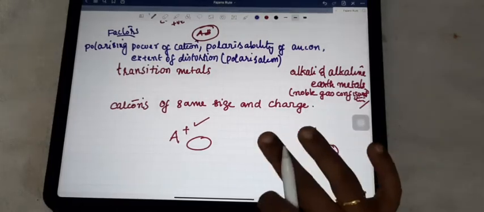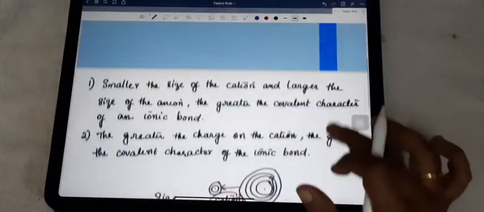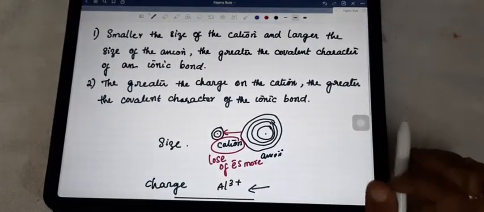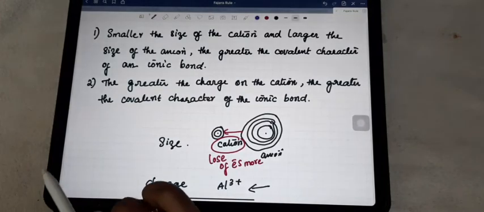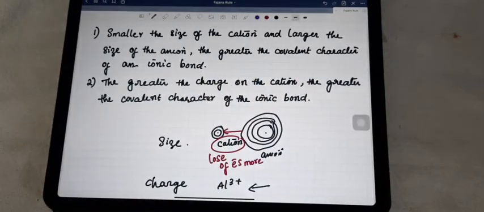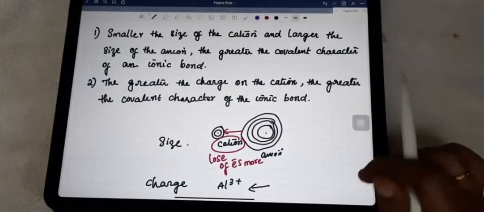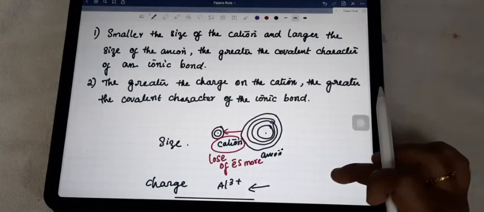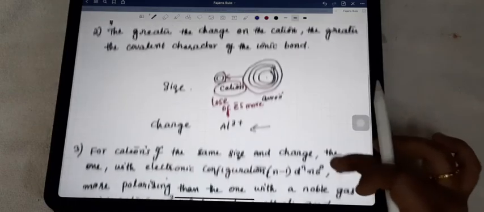So Fajans' rule, when you are writing it, is a very important rule. You have to write about 3 points. Those 3 points are important if it is a 3-mark question. First point: the smaller the size of the cation and the larger the size of the anion, the greater is the covalent character. Rest of the things I said for ease of understanding and as a base of explanation. The next: the greater the charge on the anion, the greater the covalent character; that increases the covalent character of an ionic bond.